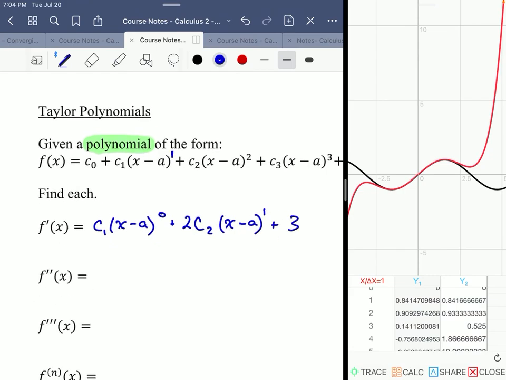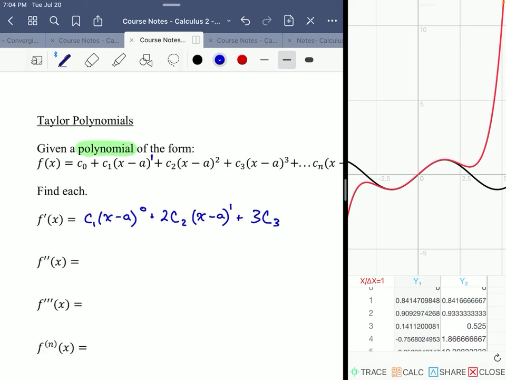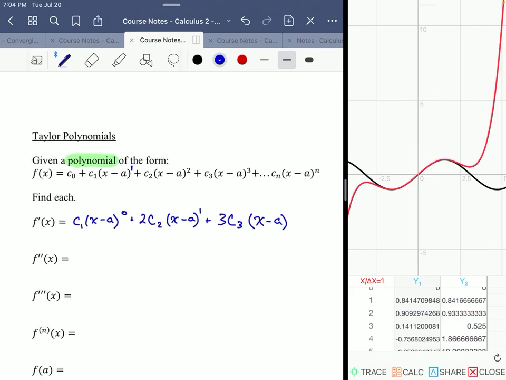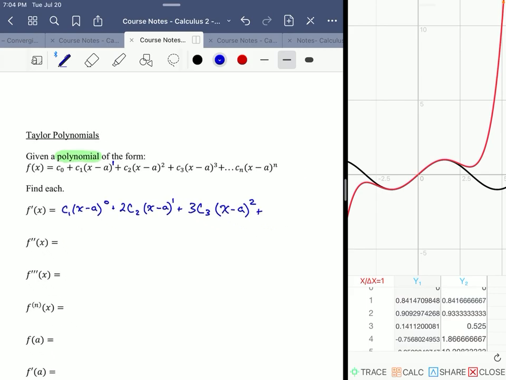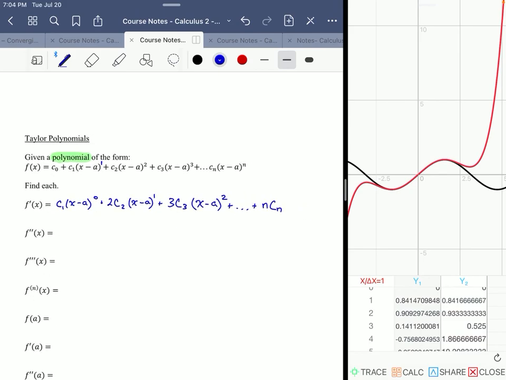So plus 3c sub 3, x minus a to the 2nd power, and we can carry this on and on and on until we get to n c sub n times x minus a to the n minus 1. All right.